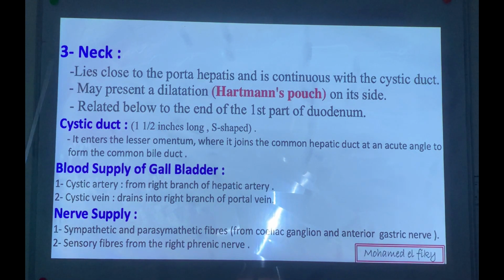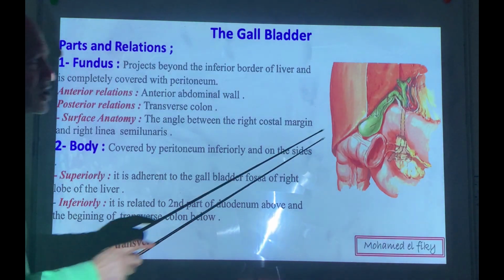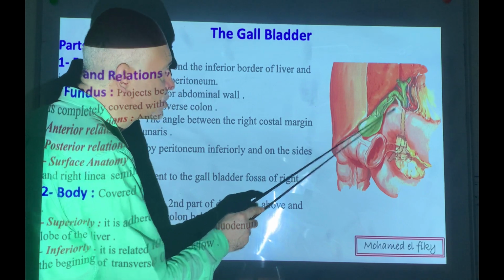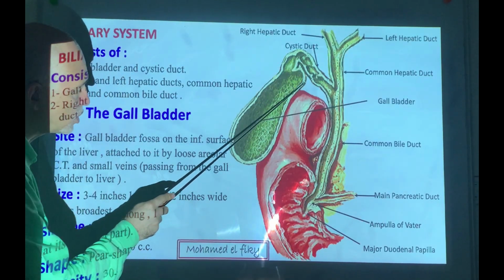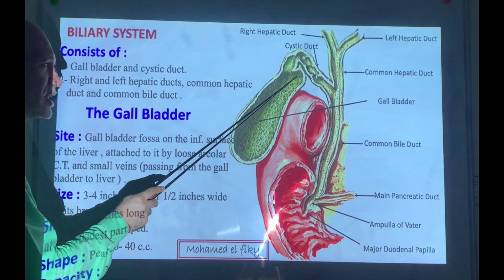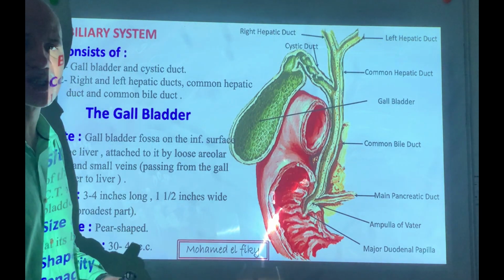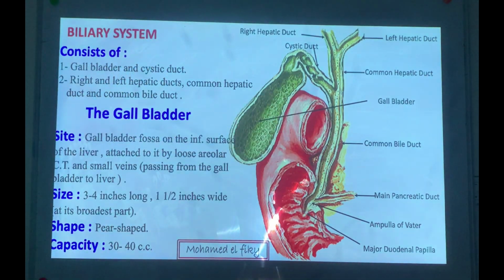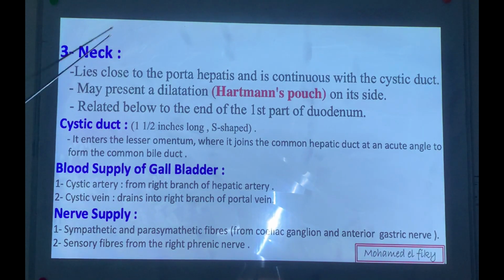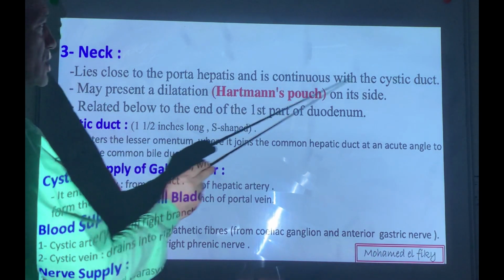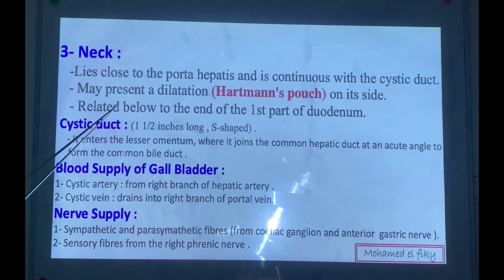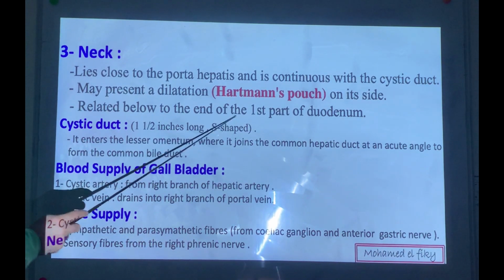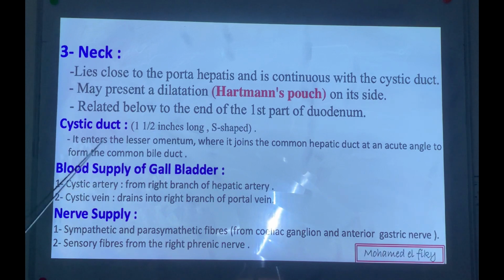Neck of the gallbladder. Remember, there is a dilatation at the neck of the gallbladder, called Hartmann's pouch. This area of Hartmann's pouch is a common site of gallbladder stones. The neck is close to the porta hepatis and continues with the cystic duct. It is related to the first part of the duodenum. Then the cystic duct is S-shaped.